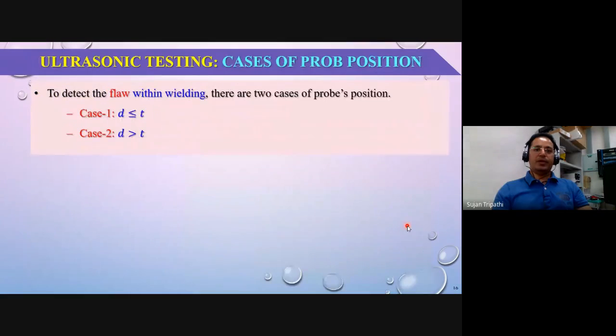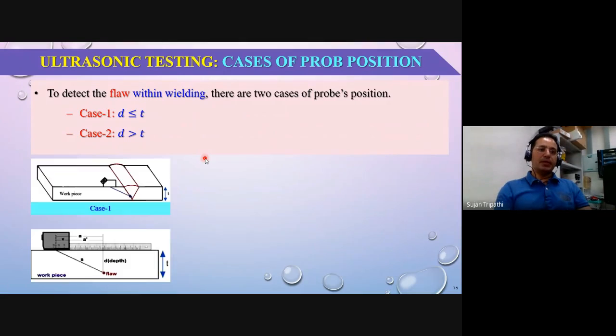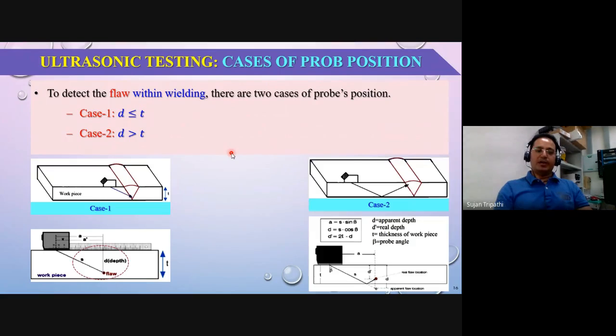Okay. Now there are two cases of the probe position. It depends on the apparent depth. I will show in the figure what the apparent depth is. The first case is used if d is less than or equal to t, and the second case is applied if d is greater than t.